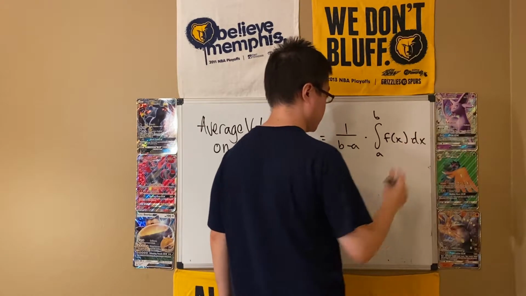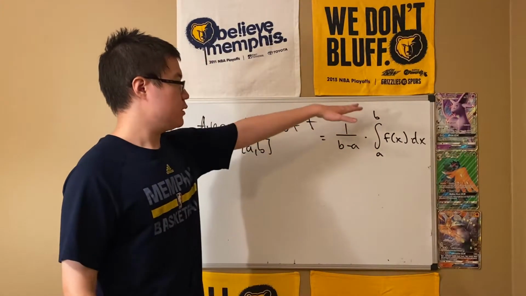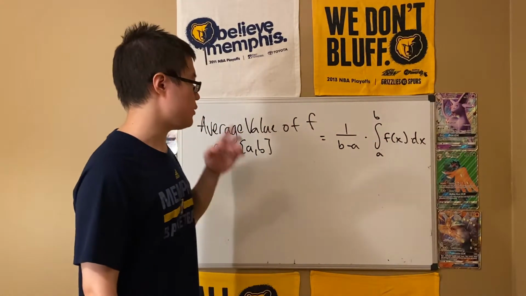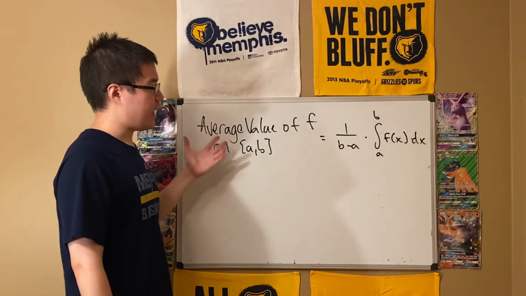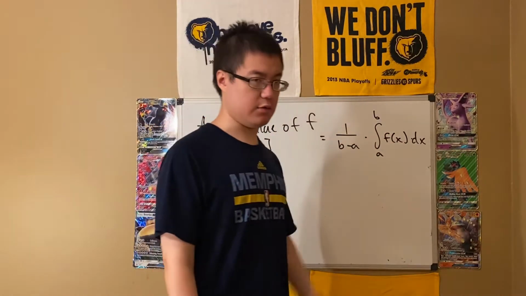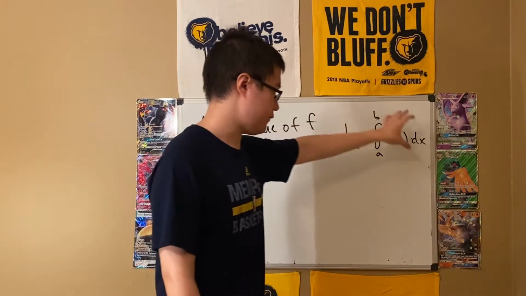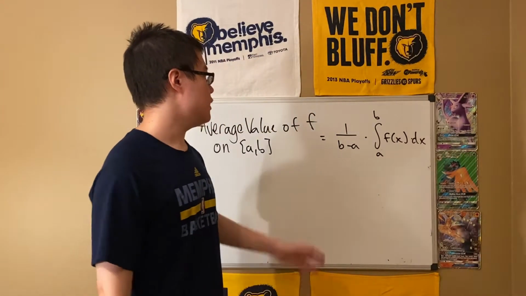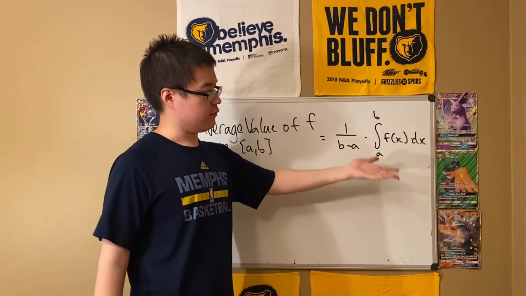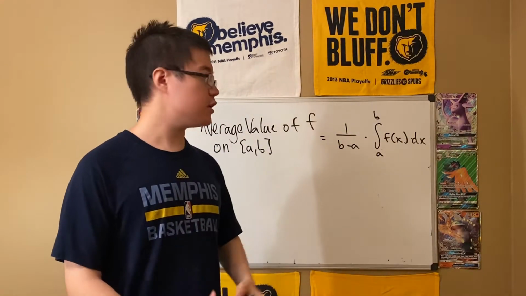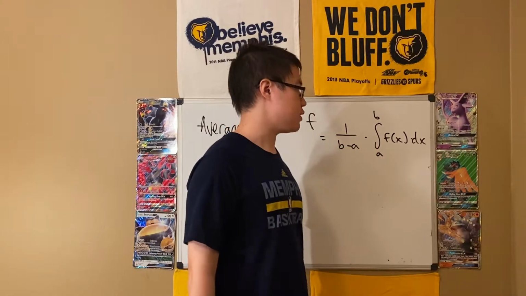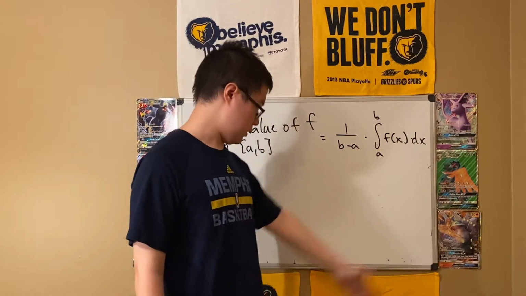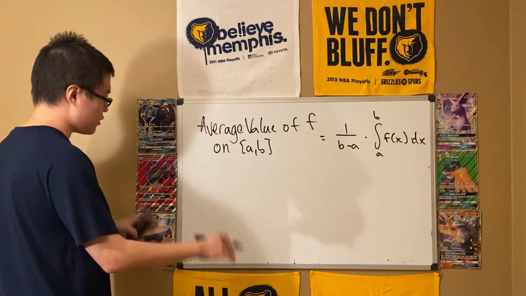Just a few things to keep in mind here. What you are integrating is very important. What I tell my students is, if you're finding the average value of f, you put f in the integral. If we were finding the average of velocity, we would do 1 over b minus a, the integral of velocity. If we were finding average temperature, 1 over b minus a, the integral of temperature. That's all good to go.